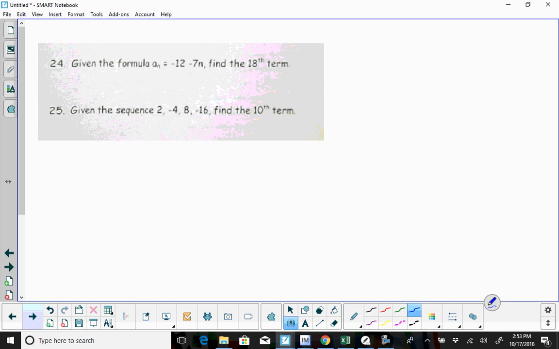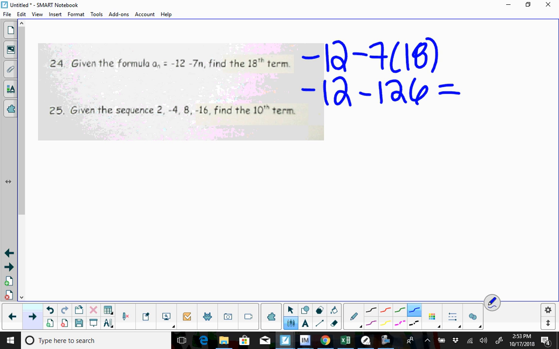All right, finding the 18th term, all you've got to do is plug in 18 for n. 7 times 18, that's going to be 70 plus 56. 126. Okay, negative 138.